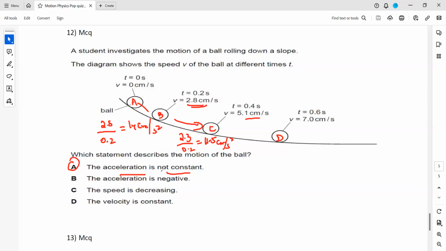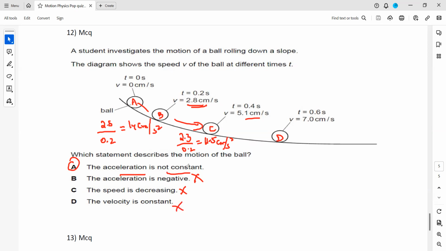What about option B? Acceleration is negative. Acceleration negative means the speed is decreasing, but you can clearly see that the speed of this object is increasing. The option C, the speed is decreasing. That's again incorrect because the speed is increasing in all the parts.